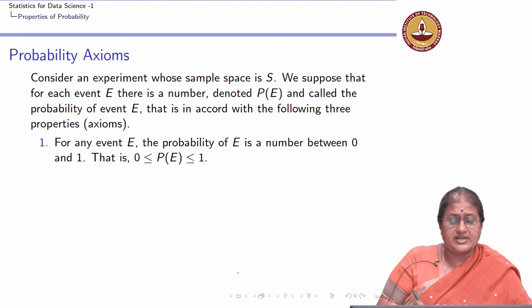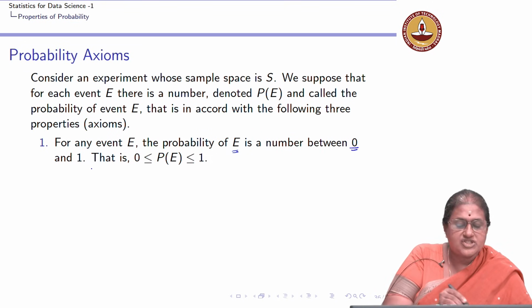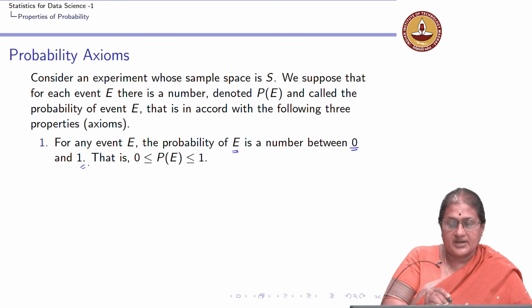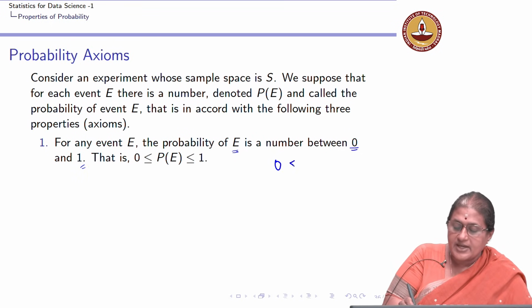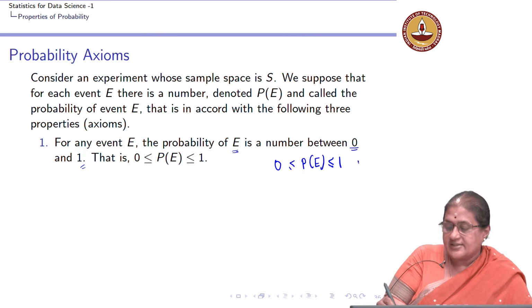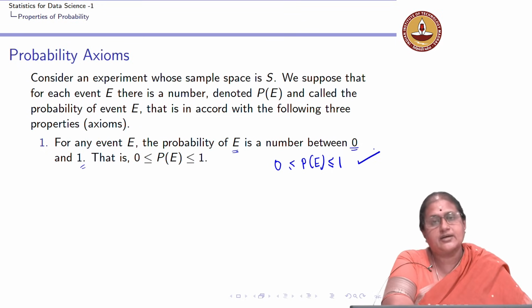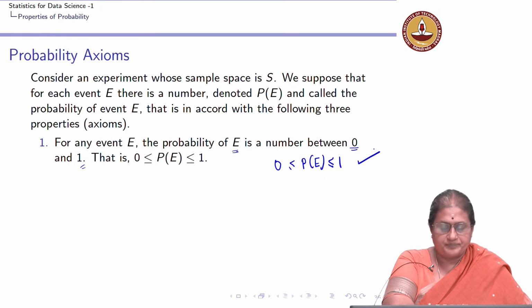The first axiom is, for any event, the probability of the event E is a number between 0 and 1. That is, 0 is less than or equal to probability of E is less than or equal to 1. This is what I refer to as my first axiom of probability.